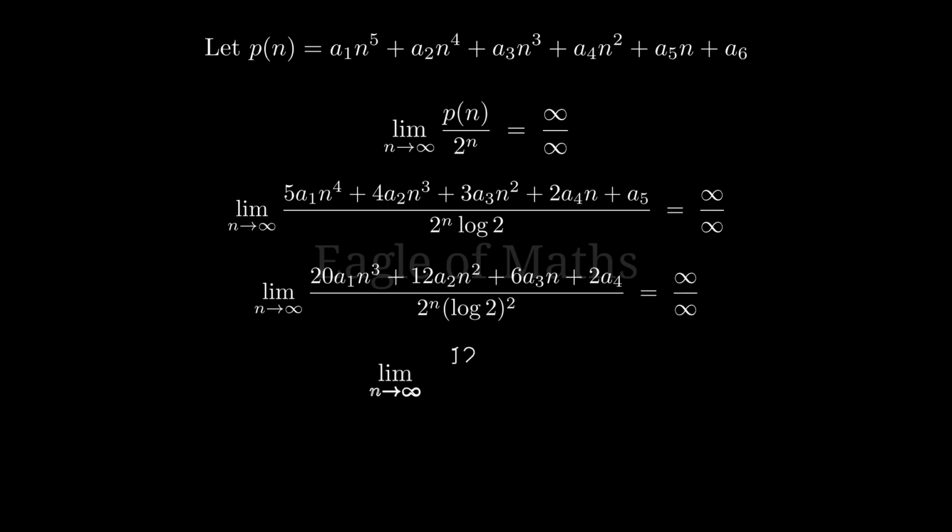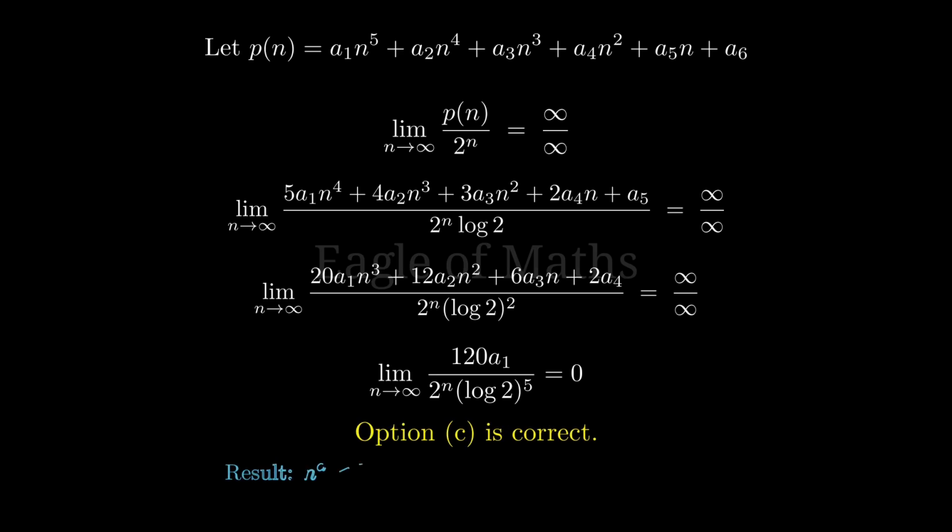After applying L'Hospital rule 5 times, we obtain this limit. As n tends to infinity, the value of this expression is 0. Therefore, option C is correct. In general, any polynomial grows slower than an exponential function.